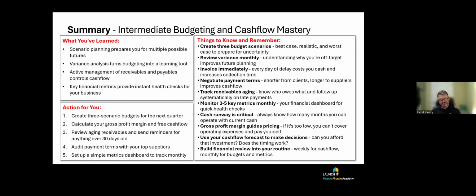So in closing from me, look at different scenarios within your business, review variance on a regular basis. If you take anything away from this, it should be that you should invoice immediately. As soon as you've completed the work, make sure you're issuing that invoice, because that sets the tone with your customer and makes sure that they will pay you promptly. Terms are always negotiable.